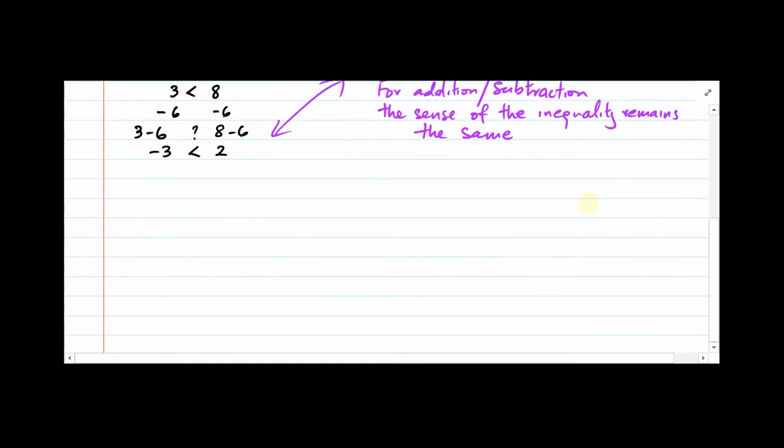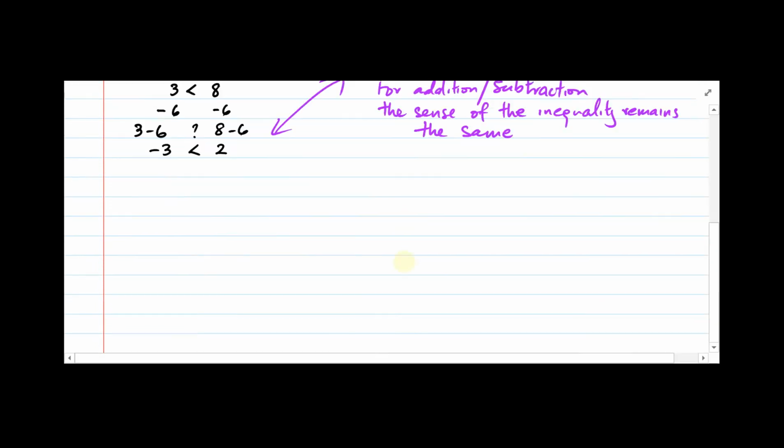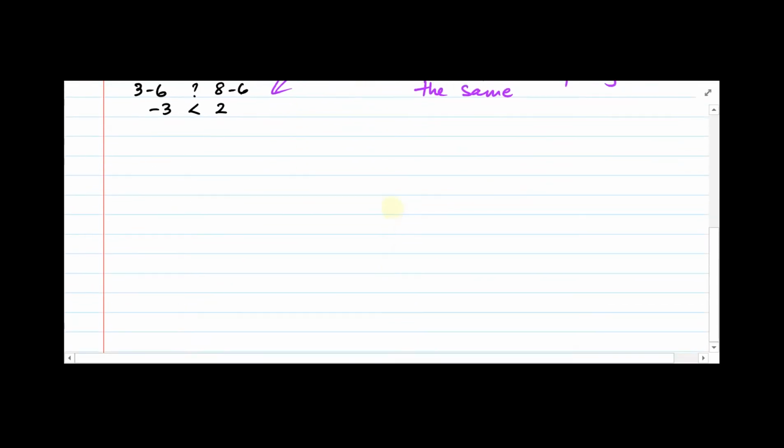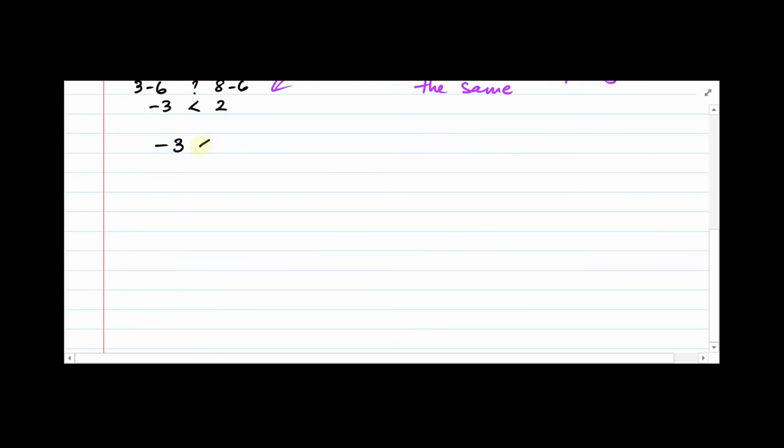All right? Okay, so now let's look at multiplication and division. And some of you might remember this was where, if you were making any mistake, it was usually somewhere in this region. All right, so let's get some nicer numbers. Let's take some negative and positive numbers. Let's use negative 3 is less than 2.